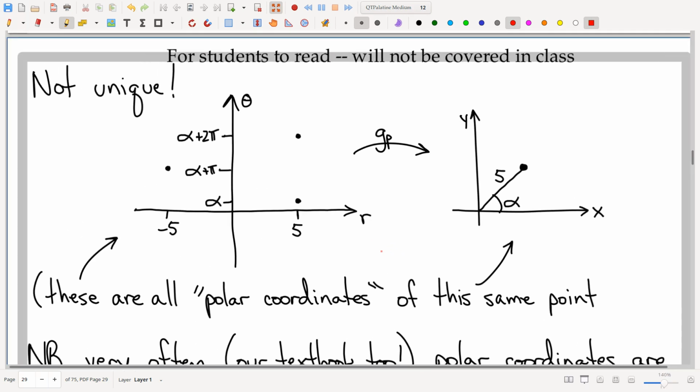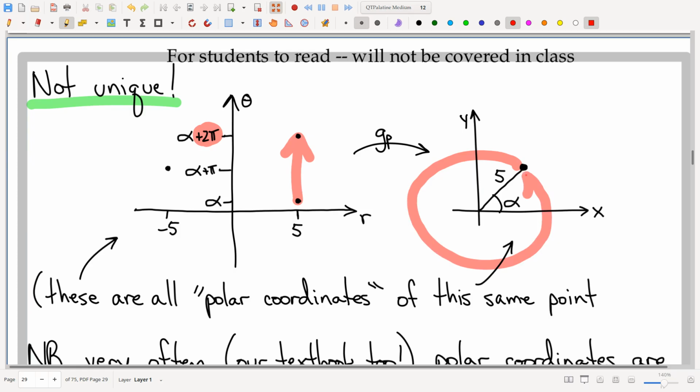Quick observation about the lack of uniqueness. So polar coordinates are not unique. This is your point. If you add 2 pi to the angle, you're just doing a full turn. Of course, it gets you back right where you had been. So add 2 pi as much as you want. Any integer number of 2 pi's, all good. Doesn't change anything.